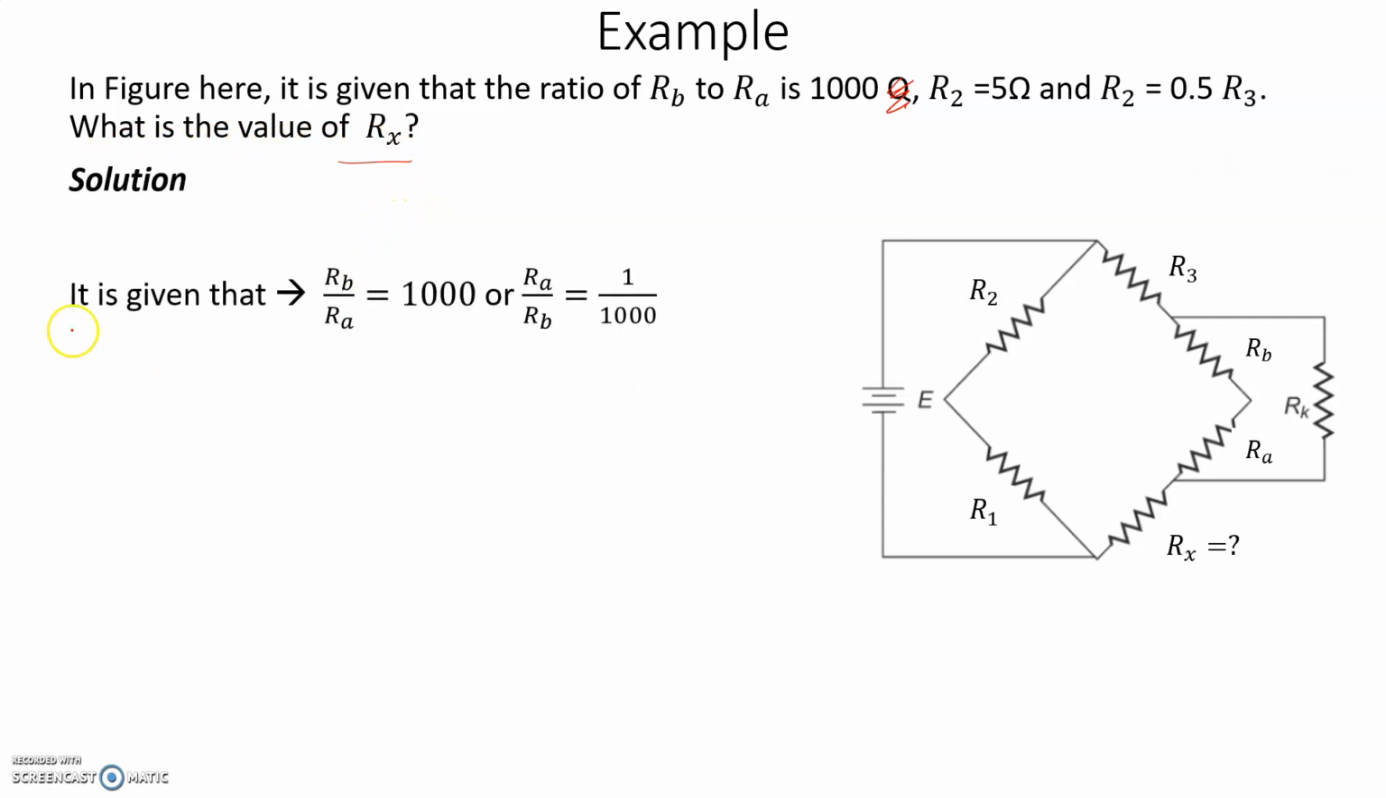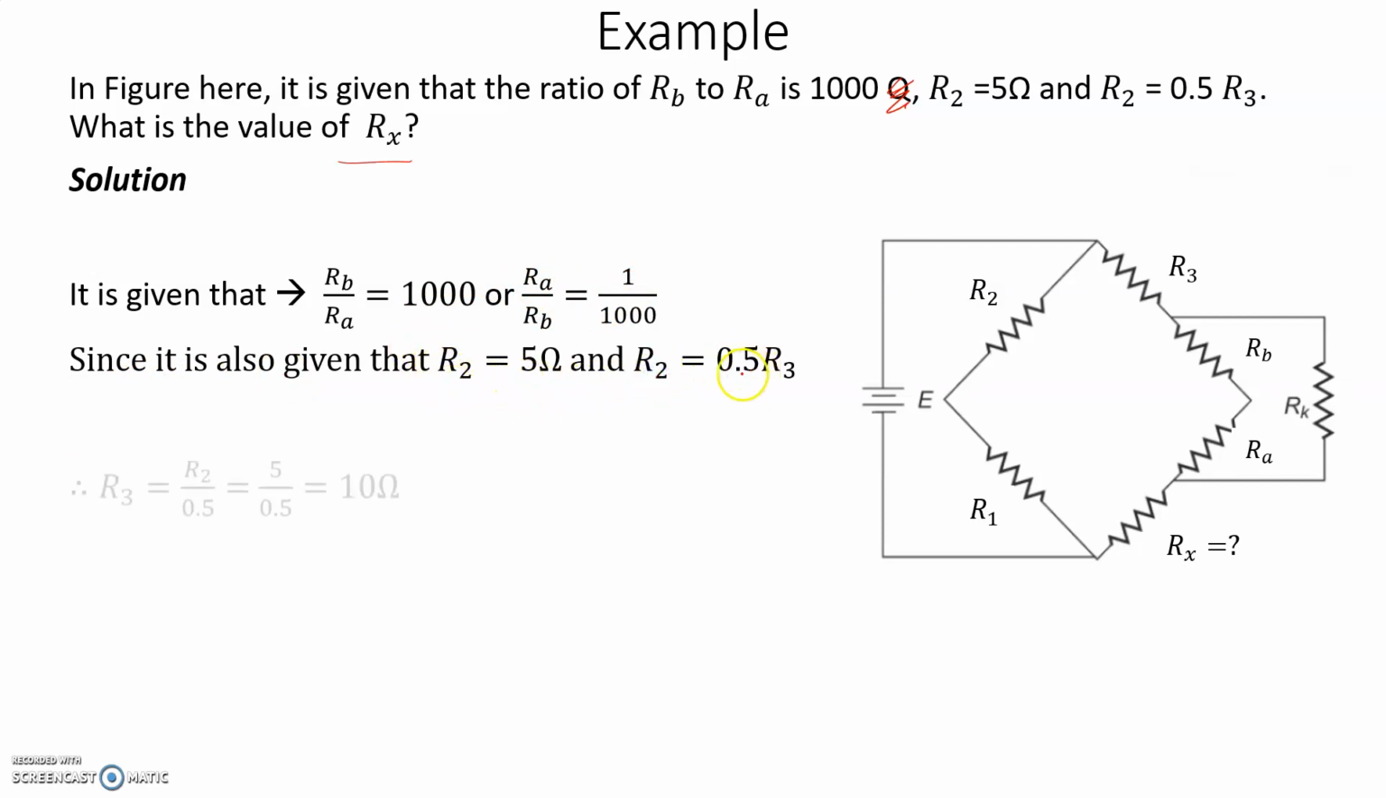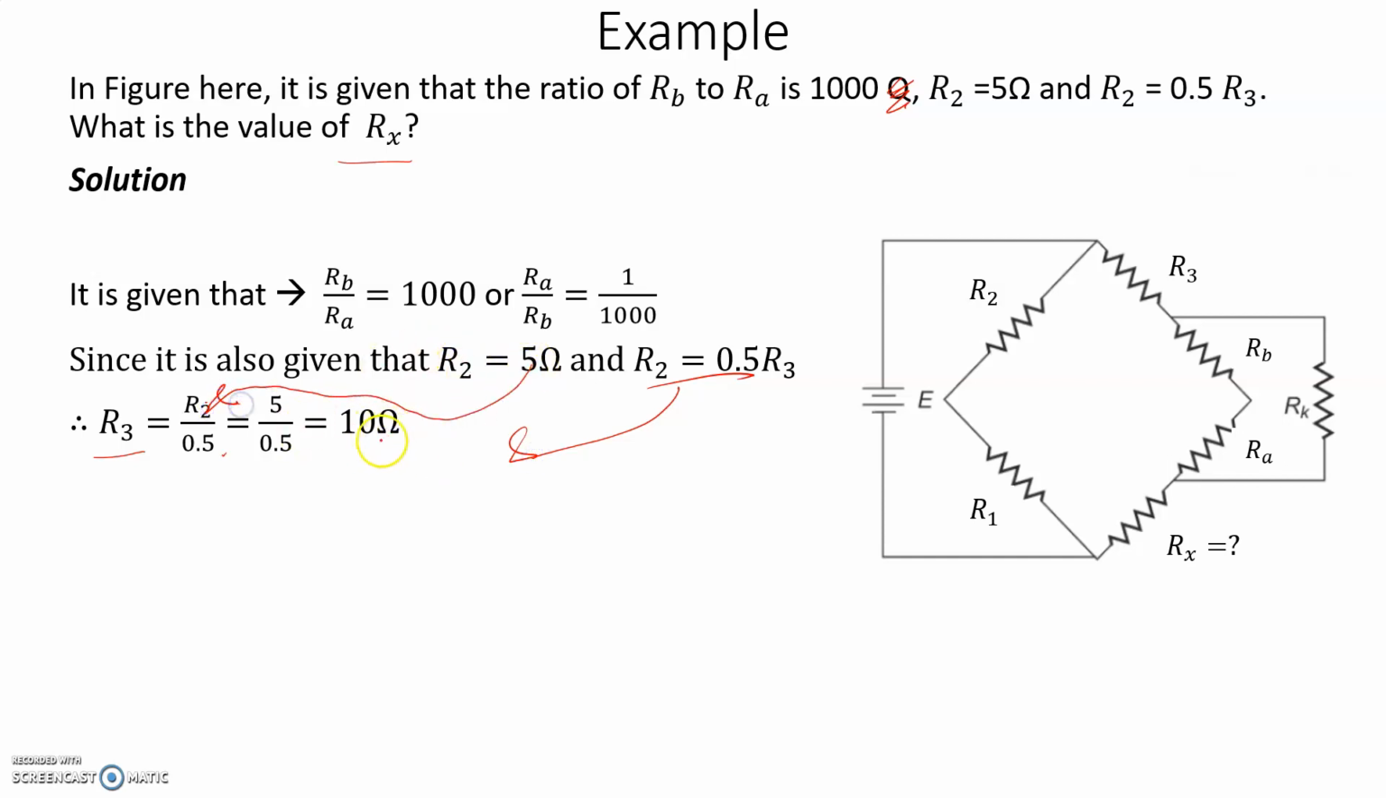So how to solve that? It's given that RB to RA is 1000, or we can say that RA to RB is equal to 1 over 1000. Since it's also given that R2 equals 5 ohm and R2 equals 0.5 R3, we can solve for R3, which is R2 divided by 0.5. Just use this equation here, and we insert R2 equals 5 ohm. And we get R3 equals 10 ohm. Very simple.